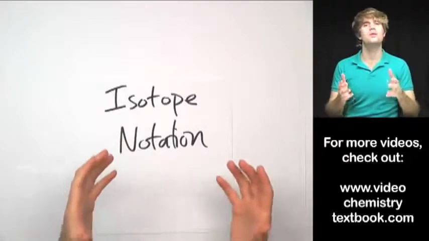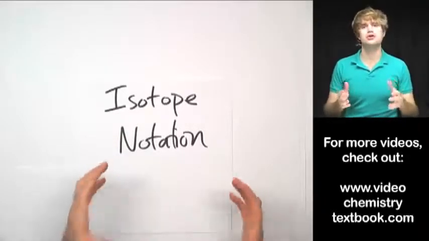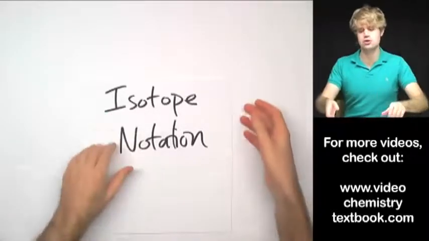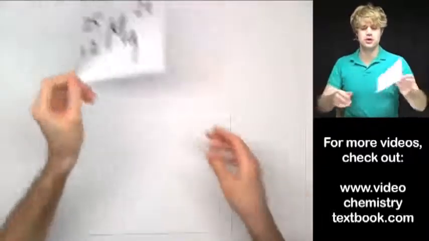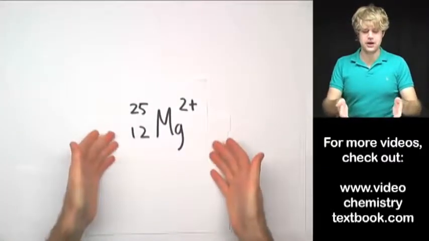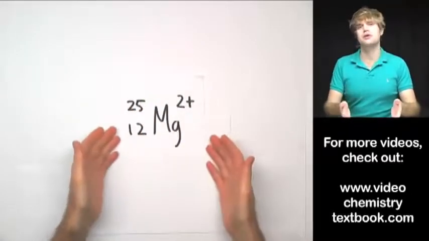And so when we write down an atom, we want to be able to show pretty quickly how many protons and neutrons are in it. So, here is what it looks like to write an atom in isotope notation. We got a couple things going on here.